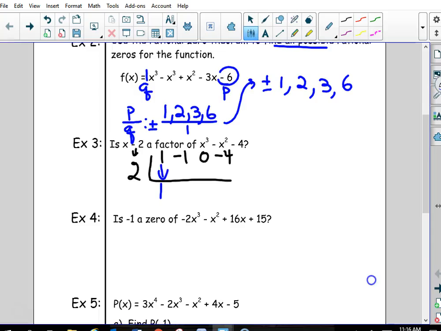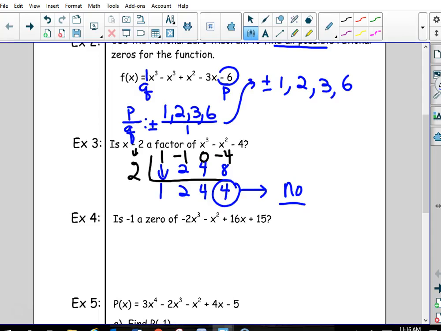Let's do the synthetic division, again, starting with just copying down the first number. 2 times 1 is 2. When I combine that, I get a 1. 2 times 1 is 2, I get a 2. 2 times 2 is 4, and I do not get a 0. It looks like I get a -4... Because it's not 0, then no. X minus 2 is not a factor of that polynomial.